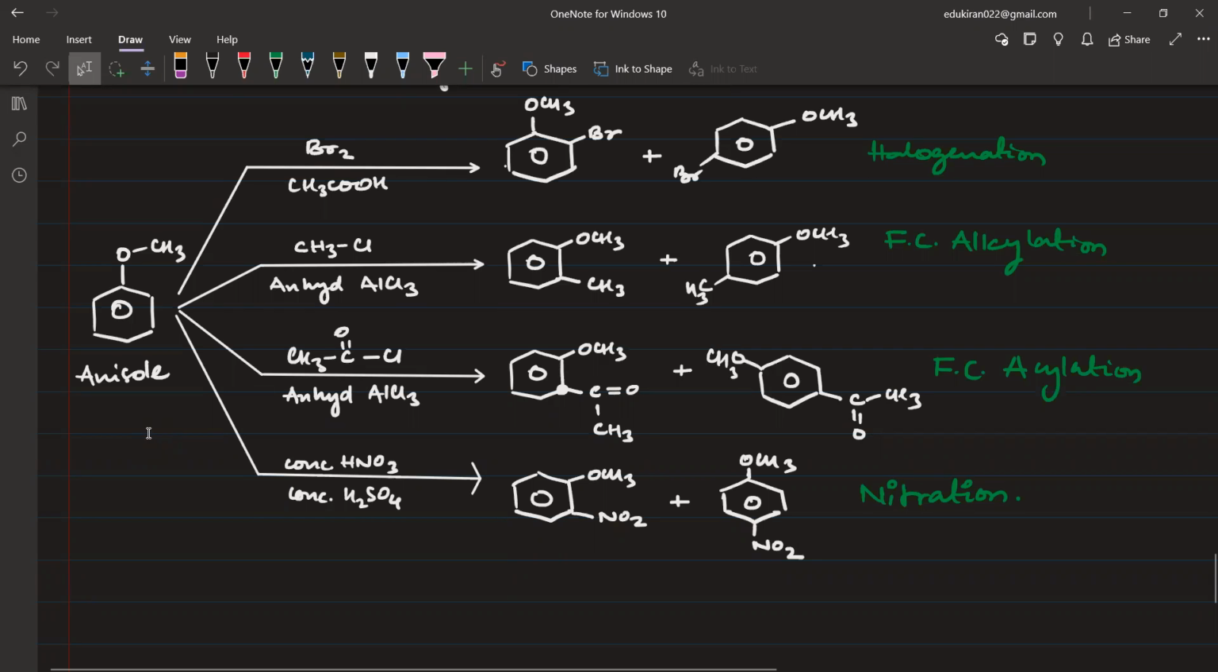And in all of them, the para substitute will be major, because we know that if you look at the ortho substitution here, this particular position, that is ortho position, it is a bit sterically hindered. That is why para position is more free, and in para position we will get the major of the products. So you can write major product will always be the para product.